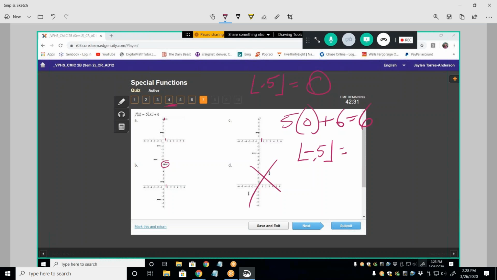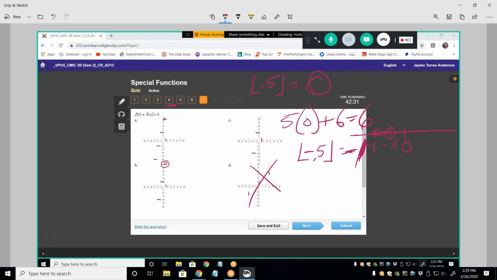No, what would it be? Negative 1. Remember, here's the number line. There's the number line. There's negative 1. There's negative 0.5. If I start there and go left, then I get negative 1. Okay, so that's negative 1.